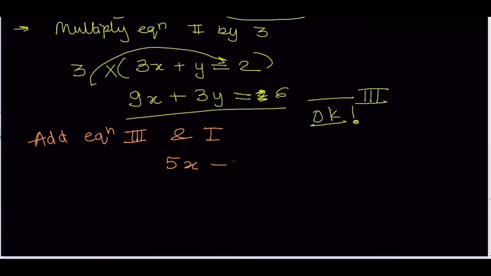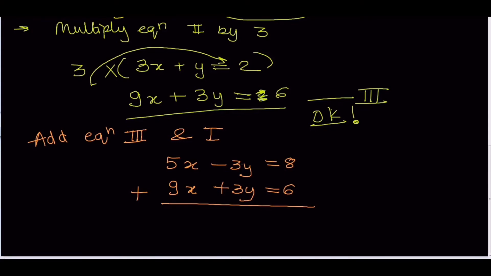Now add equation 3 and the first. What is equation 3? What is equation 1? 5x minus 3y equals 8, and we have to add, so a plus sign. And what is equation 3? 9x plus 3y equals 6. Now let us actually add them. Minus 3y plus 3y will become plus 0y, so it is not necessary to write. 9 plus 5 equals 14, so 14x, and 8 plus 6 is also equal to 14.